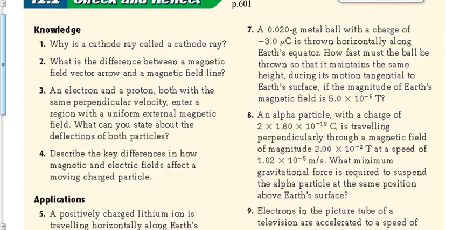All right, that's a good question. Okay, so they're asking us to state something about the deflection of both particles. Odds are they have something in common. Odds are there's something different about them. What do you think they have in common? The deflection of an electron and a proton, same velocity, same magnetic field. What would they have in common? What would be the same about them?